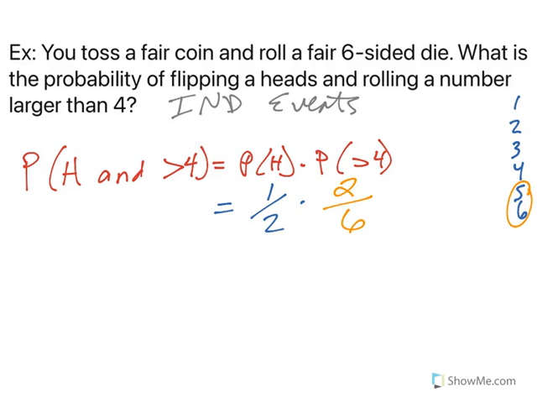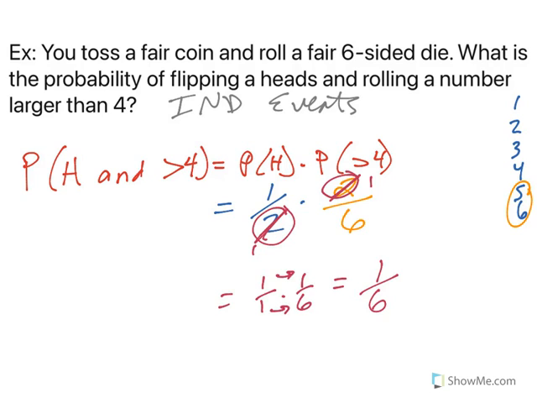Multiplying fractions, notice we have a 2 in the numerator and denominator. We can reduce. 2 goes into 2 one time. So I'm left with 1/1 times 1/6. And this multiplies straight across. So the probability of flipping a heads and rolling a number greater than 4 is 1 out of 6.